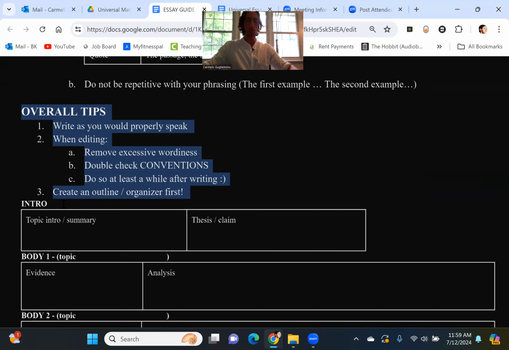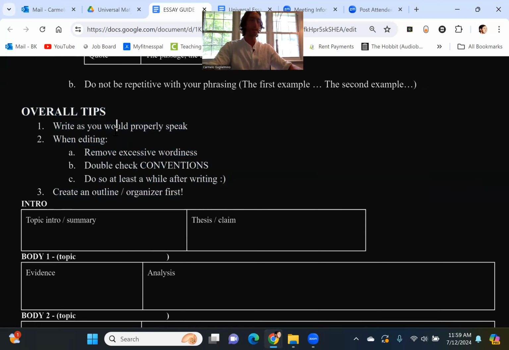Okay, that's fine. You can do that for sure. So try to use that sort of metaphor, that cue for yourself. Try to actually write as you would speak.